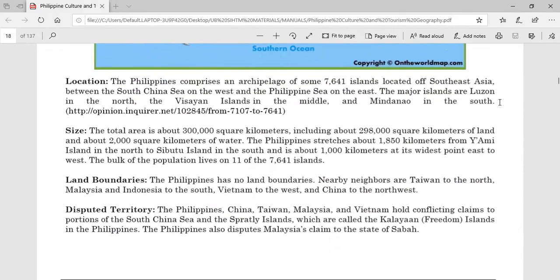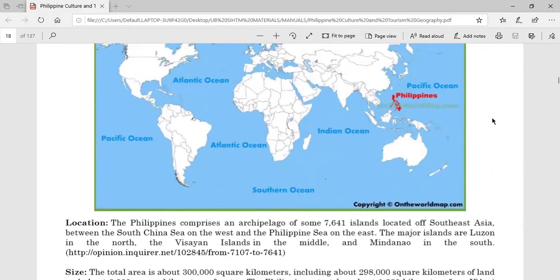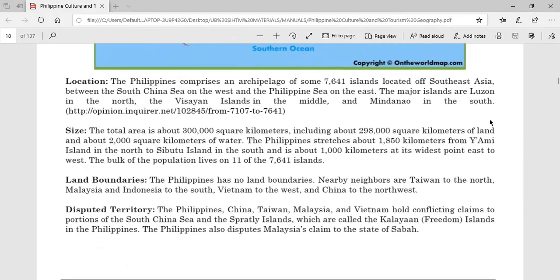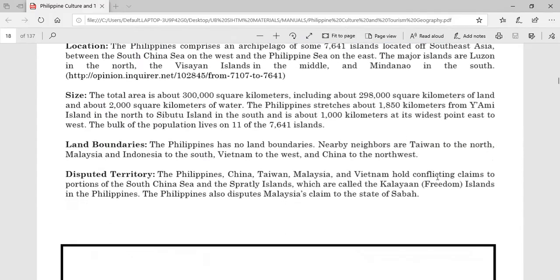Right, so the Philippines comprises an archipelago of some 7,641 islands located off Southeast Asia between the South China Sea on the west and the Philippine Sea on the east. The major islands are Luzon, Visayas, and Mindanao. All right, so again, the bulk of the population lives on 11 of the 7,641 islands.